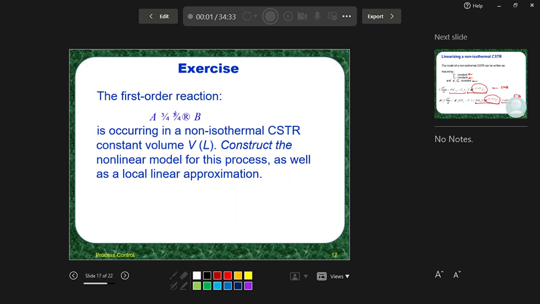Let's take an example for a CSTR with a first order reaction. So we have A, which goes to B, the rate constant is K, and we have a constant volume reactor. Here we need to construct first a nonlinear model for this process, and then we need to linearize it in order to analyze it later on.